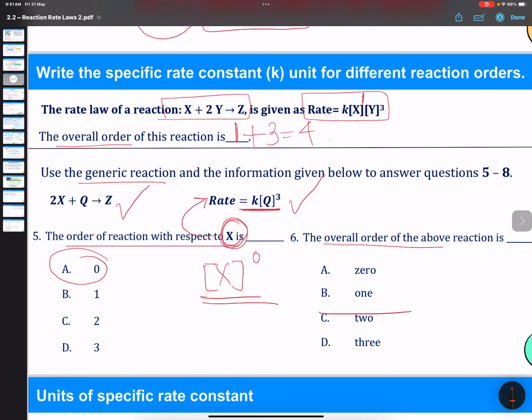Then comes the overall order. So you can see here, there's just one reactant raised power 3. So the answer is going to be 3.